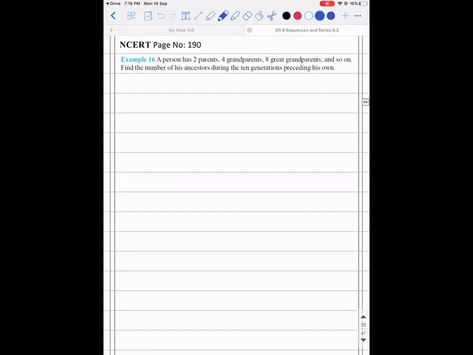So tell me how to do the 16th one. A person has 2 parents, 4 grandparents, 8 great grandparents, and so on. Find the number of his ancestors during the 10 generations preceding his own. So A is 2. R is how much? 2, sir. R is 4 by 2, which is 2. The number of generations they are asking is 10. So Sn will be equal to A into R power n minus 1 divided by R minus 1.